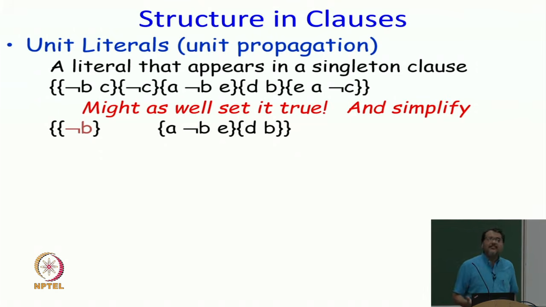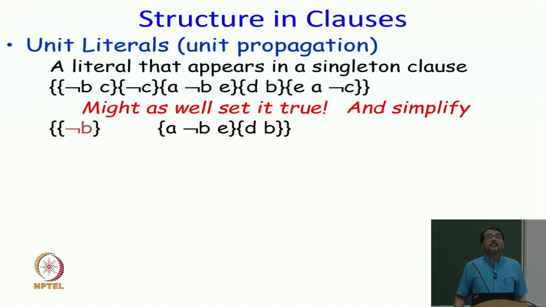Unit propagation is like forward checking. In forward checking, what would we say? We would say, let us figure out what are the remaining values. And now we have figured out that C has only one remaining value, which is false. So we just pick that and move on. So now that we have set C to be false, we can always shorten the clauses. So now we are left with not B, A not B, E, and D B. In fact, two clauses got satisfied.